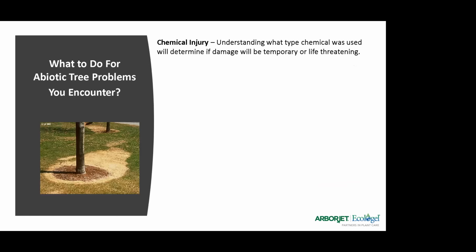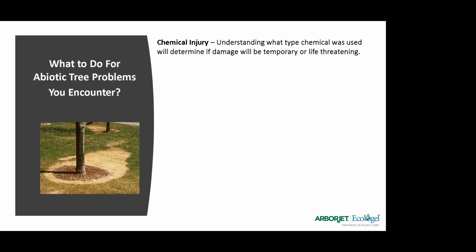Chemical injuries, you need to understand what type of chemical was used. I've had people use weed controls that actually turned out to be soil sterilants, and they thought they were killing their dandelions. They killed all of their trees, because the soil sterilants travel in the soil for extended periods of time. So knowing what the problem is will help you. As you can see on this tree on the left, it looks like it was something that was applied to control weeds. But in fact, we don't know that at this point.